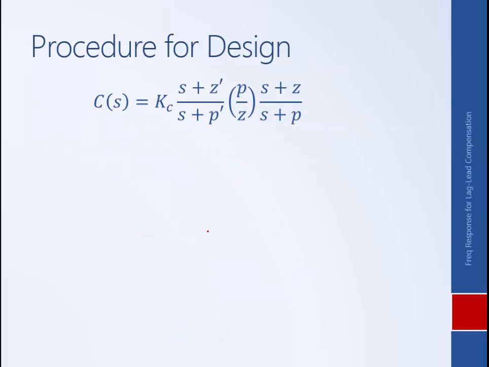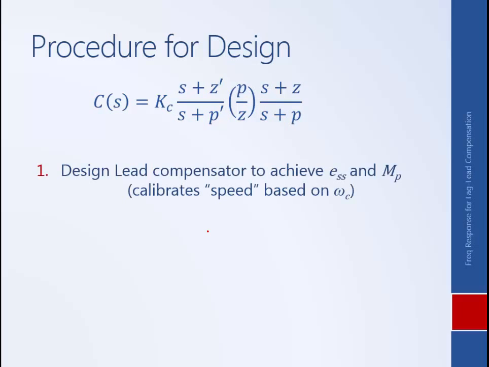The approach that we're going to use is as follows. First, we're going to try to design a lead compensator all by itself. There are two reasons for this. One, we'll see, can we meet our requirements with only a lead compensator? We'll design it initially to achieve the steady state error we desire and the overshoot we desire. That is the approach that we took in the previous lecture, so you can refer to the previous lecture on how to do that.